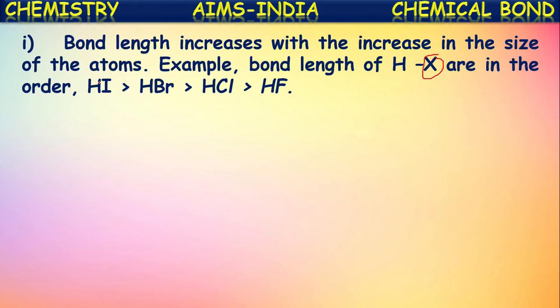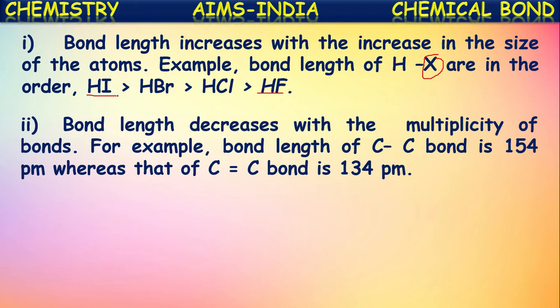So as size increases, the distance between the nuclei of hydrogen and iodine increases, and hence we say bond length is greater in this case. Whereas fluorine has the smallest size among these. The distance between the nuclei of hydrogen and fluorine will be less when compared to this, and thus we can say bond length in the case of hydrogen fluoride is smallest, and it is highest in the case of hydrogen iodide. So in this way you can say bond length increases with the increase in the size of the atoms participating in the bond formation. Okay, next point.